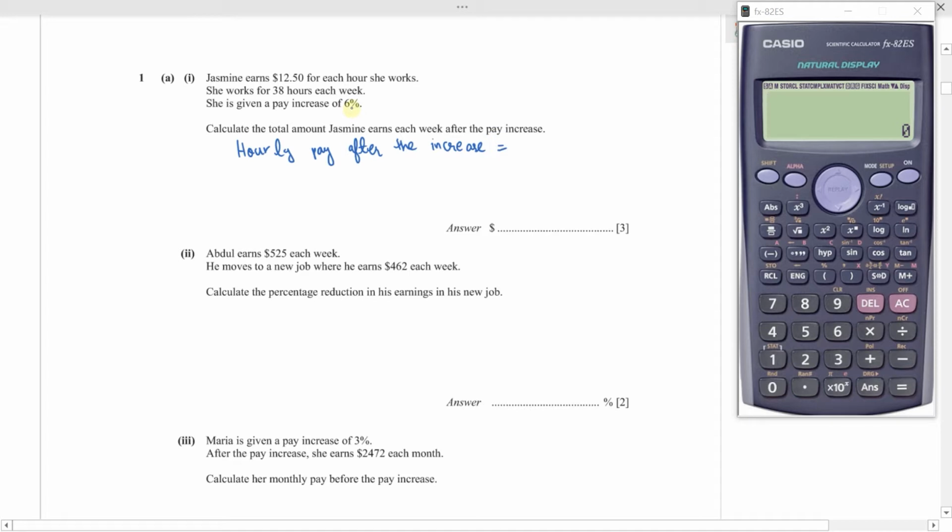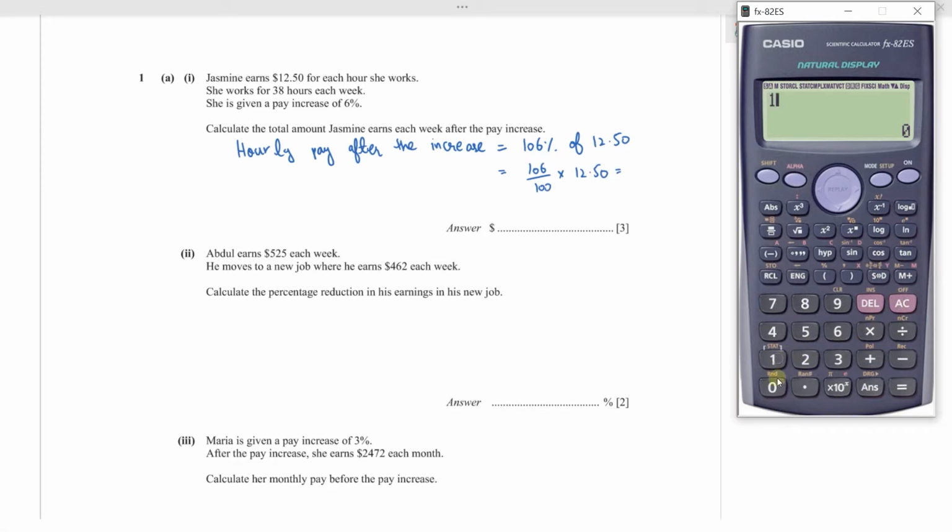So there's a 6% increase. So that means it is 106% of the pay that was before the increase, which was $12.50. So her pay after the increase is 106% of $12.50. So this is 106 over 100 multiplied by $12.50. So 106 divided by 100 into 12.50. So this is 13.25.